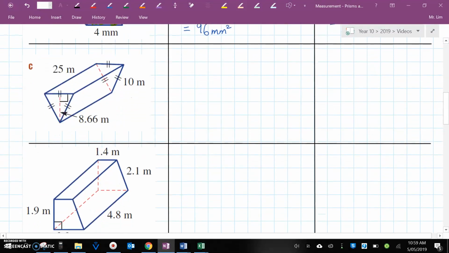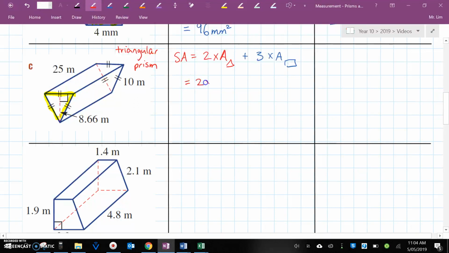Question C. Again, we have another triangular prism. So I'm going to write that in. Triangular prism. And if you notice, the triangle is actually an equilateral triangle, which means all three rectangles are equal in size. So let's look at the surface area. The surface area is equal to 2 times the area of one triangle, because they're both the same size, plus 3 times the area of a rectangle, because they are all the same size.